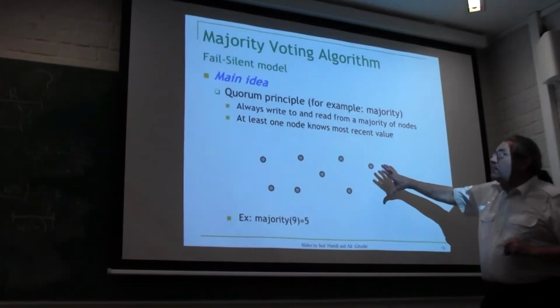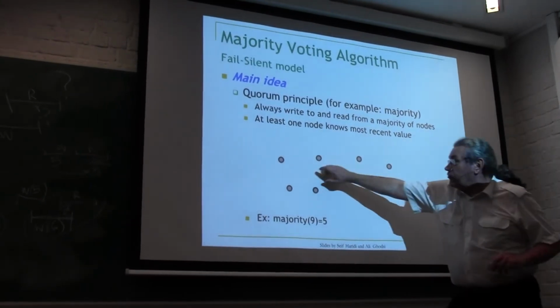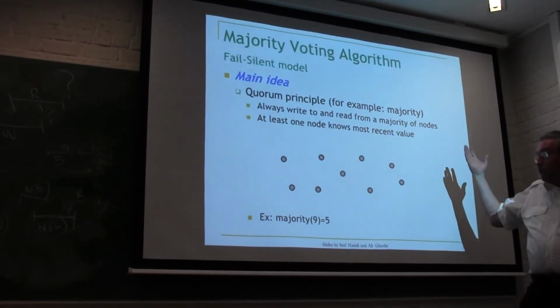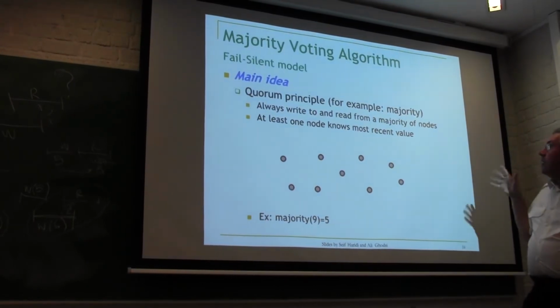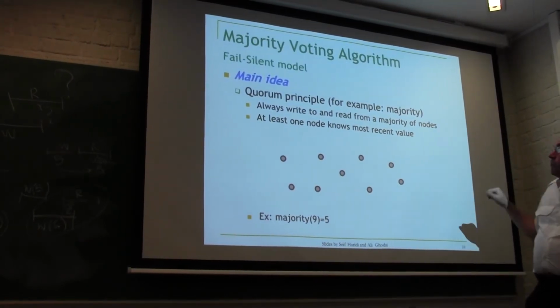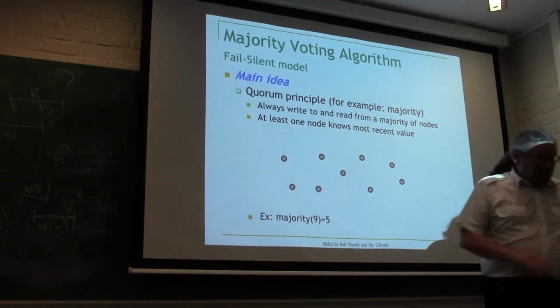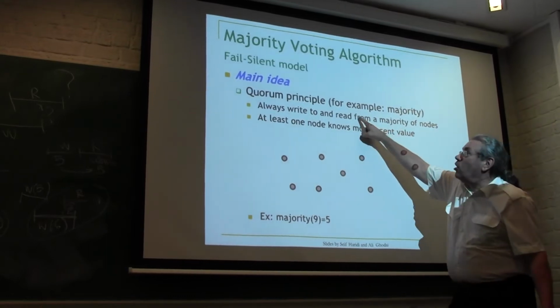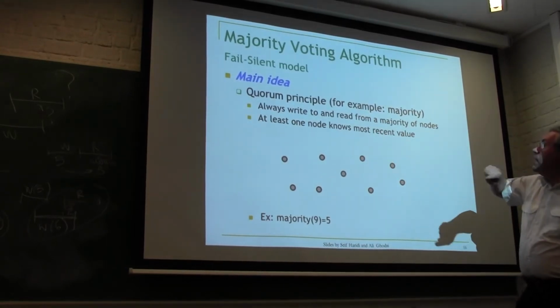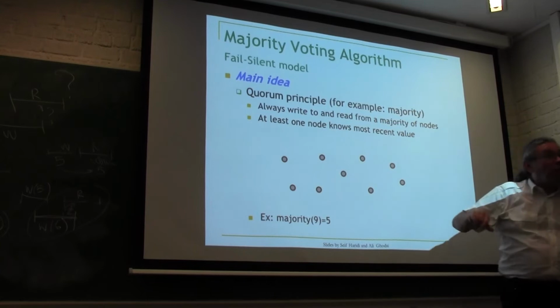Okay? Now in fail silent, nodes are allowed to fail, but we don't know which ones. But there's a limit on the number that can fail, like maybe less than half or something. But we don't know which ones, and there's no failure detector. So we use this principle called the quorum principle. This generalizes what we saw before.